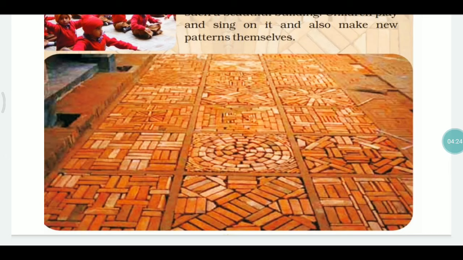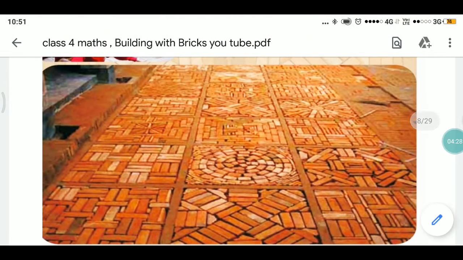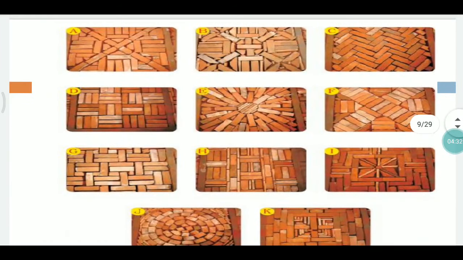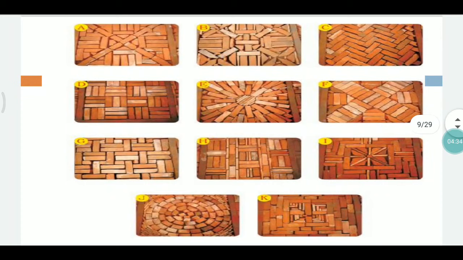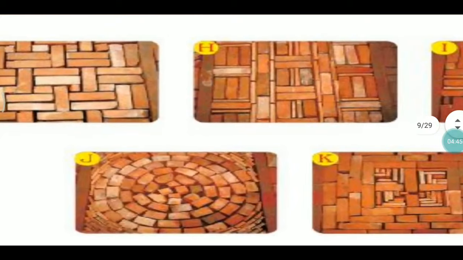Look at the pattern, students, on your page number 8. How many patterns are there? 11 patterns are there. Which pattern is made in a circle? Pattern J is made in a circle.